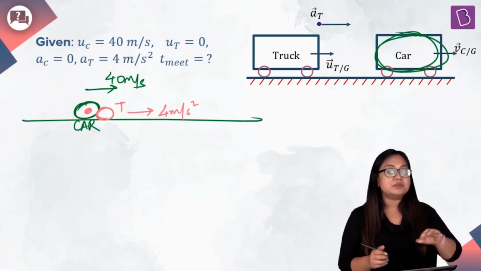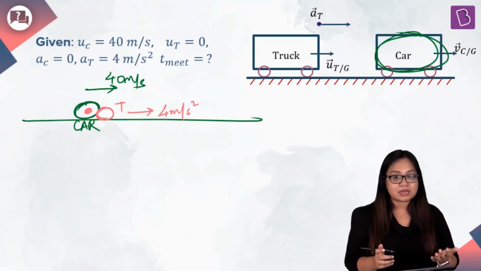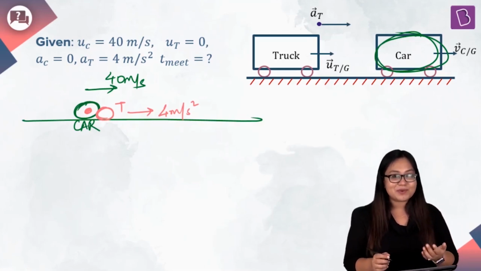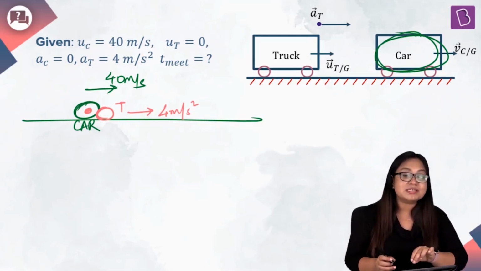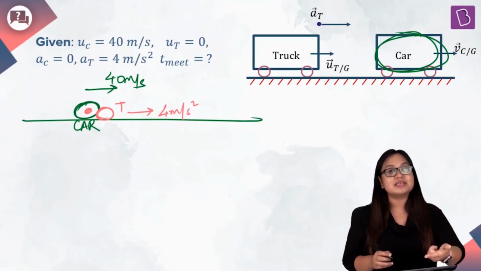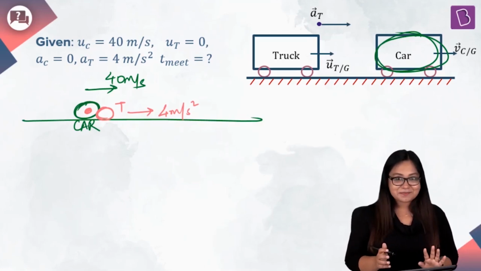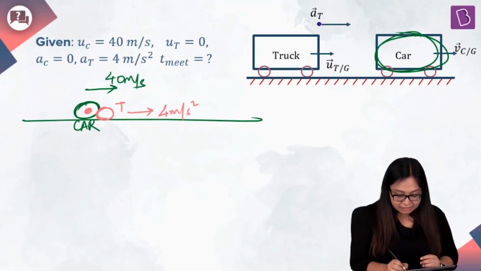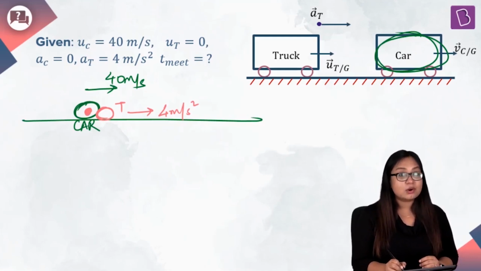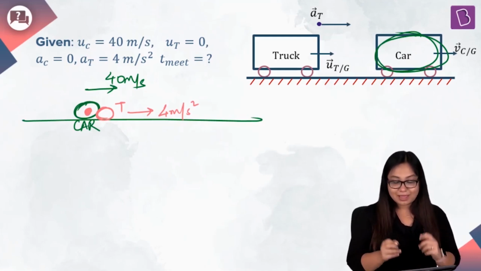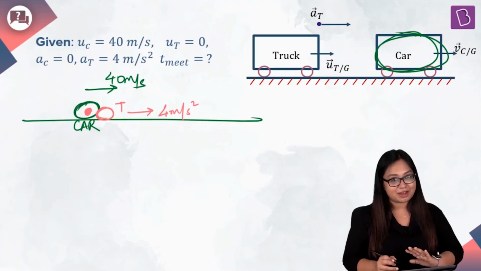And we want to find out the time when the truck catches up with the car. That means the time when the truck comes back to its original position with respect to the car, right? In the frame of reference of the car, the car is right here. So what does the truck do? The truck goes away, comes back. This is what's happening in the frame of the car.